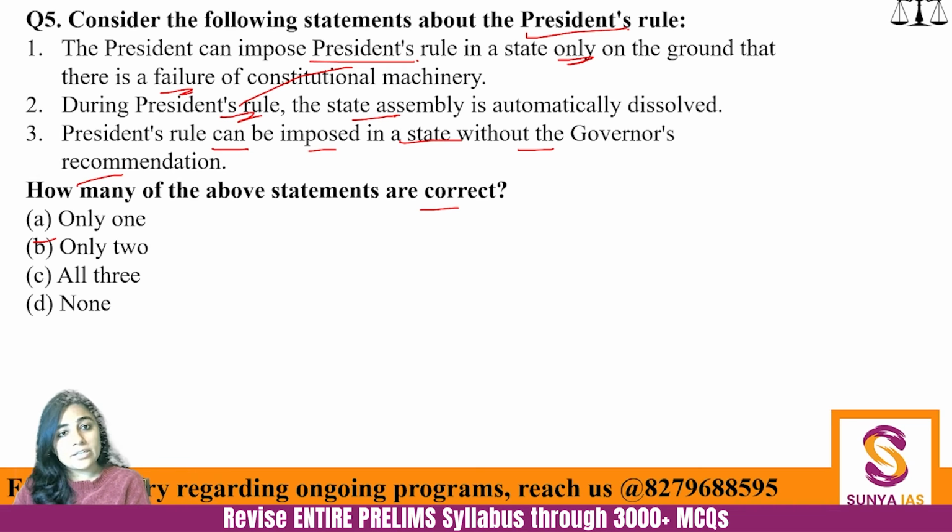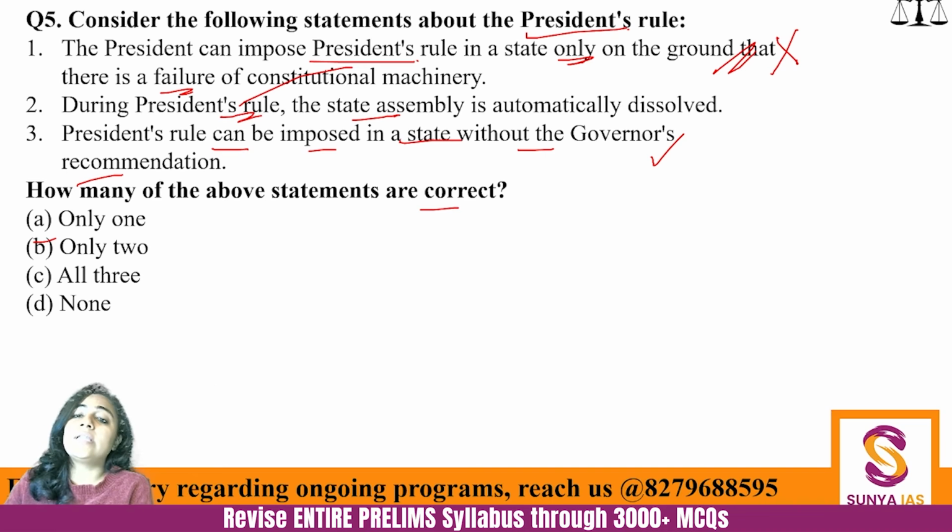First of all, find the incorrect one. What is the incorrect one? We know the first statement is incorrect, because the president's rule can be imposed even when the state does not comply with the directions of the Union. So this particular statement becomes incorrect. Now, I have also told you that this one is correct: the governor's recommendation is not actually compulsory. The president can even announce the president's rule without the governor's recommendation as well. So this is correct. Now the second statement is actually incorrect.